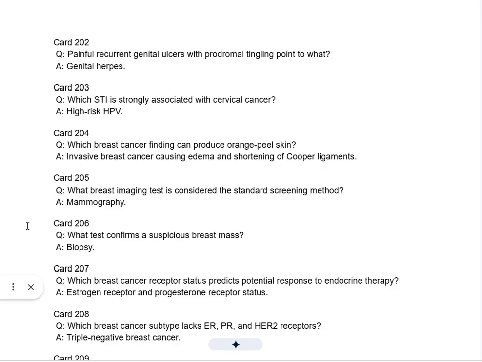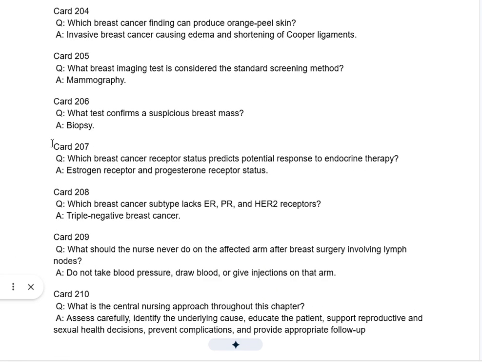Card 205Q. What breast imaging test is considered the standard screening method? A. Mammography. Card 206Q. What test confirms a suspicious breast mass? A. Biopsy. Card 207Q. Which breast cancer receptor status predicts potential response to endocrine therapy? A. Estrogen receptor and progesterone receptor status.